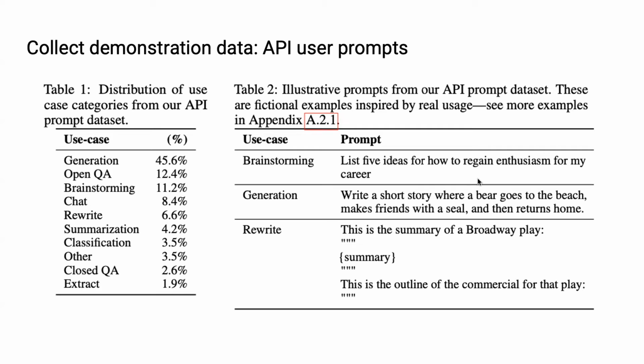So these are some examples: a brainstorming prompt, a generation prompt like asking it to write a story, and rewrite. Here's the summary and this is the outline. Given the summary, maybe ask the model to provide an outline. Or given the outline, ask the model to provide the summary for that outline.